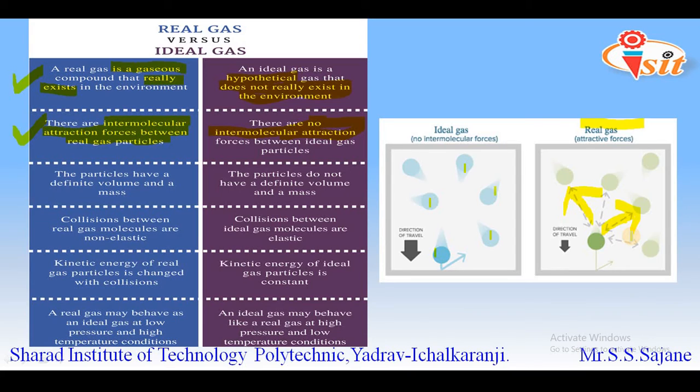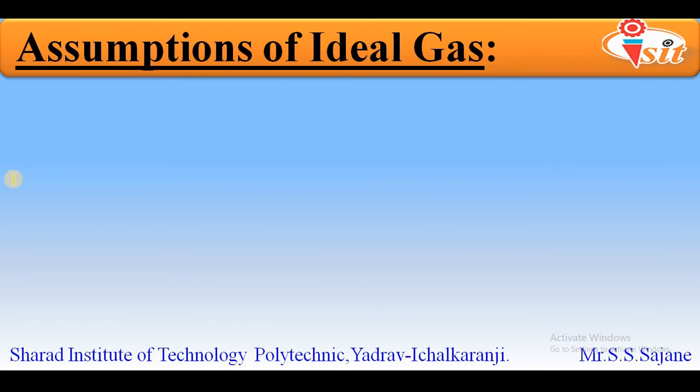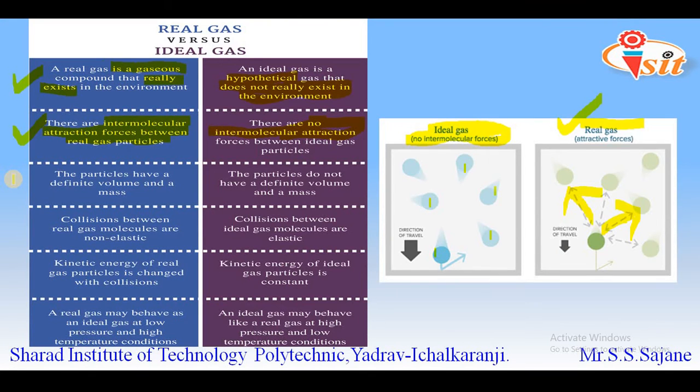You can just remember this: in case of ideal gas there will be no intermolecular forces of attraction, whereas in case of real gases there will be intermolecular attraction between the gas particles. Then again, in case of real gas, the particles will have a definite volume as well as mass, whereas in case of ideal gas, the particles do not have a definite volume and mass.